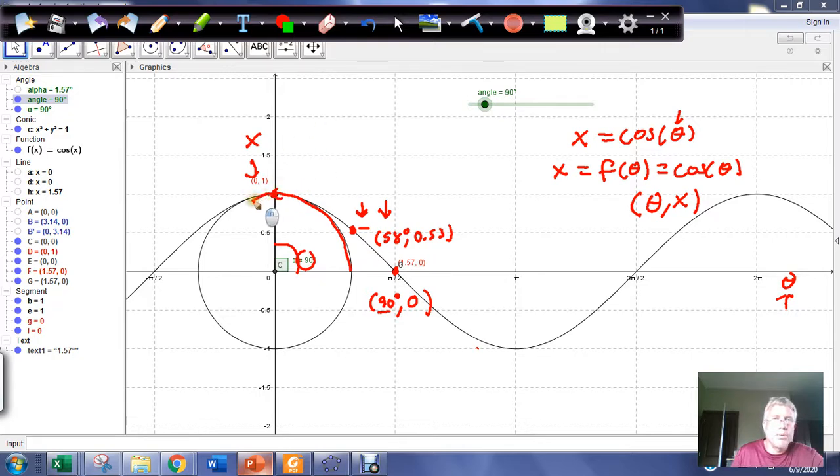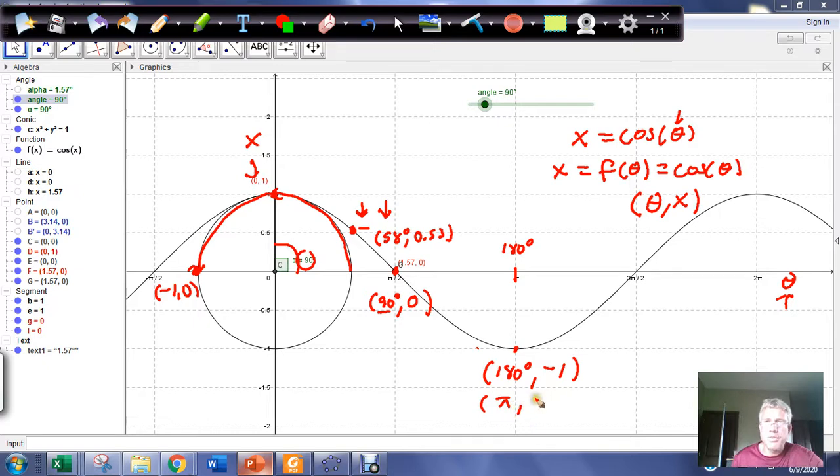If I continue to sweep around, at some point I hit the 180 degree mark. So at a 180 degree rotation, this point on the unit circle is (-1, 0). So at the 180 degree mark, the output of the cosine function should be, hey, after you've swept through 180 degrees, or after you've swept through pi radians, the output's going to be an x-coordinate of -1.